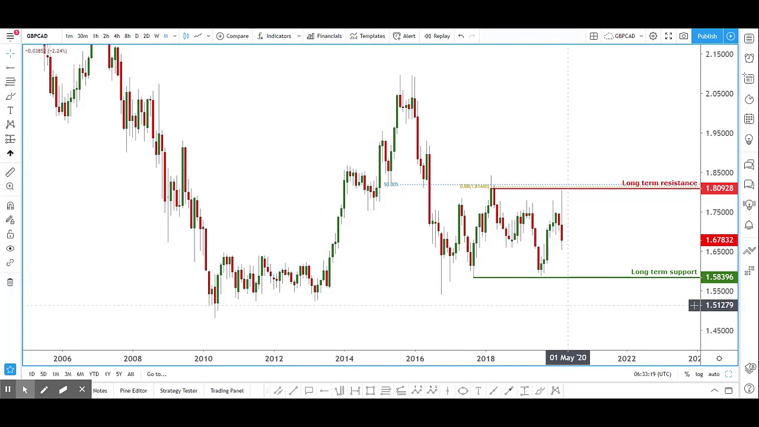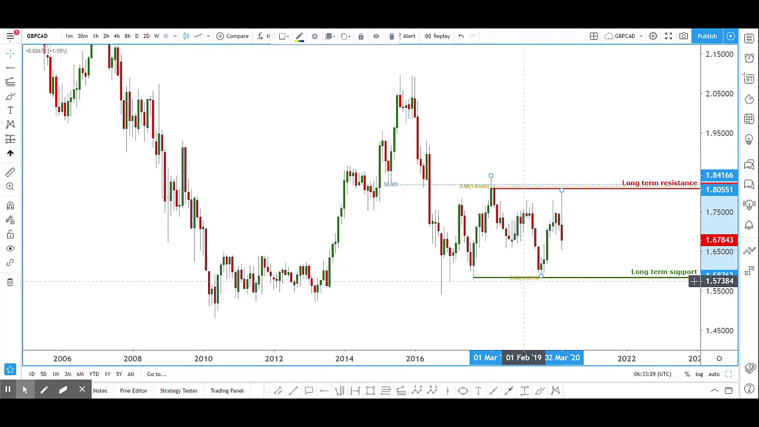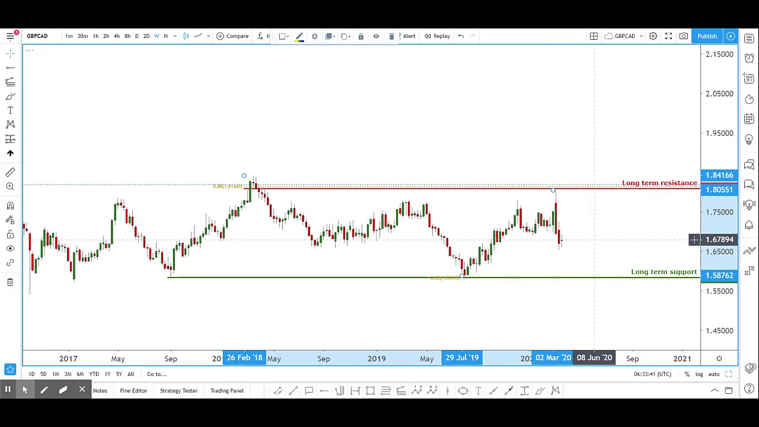Now we want to do the same also for long-term support. So I'll take an extension from the swing high here to the low and back to the spike here, and I see that again the 88% level falls in line with the long-term support level. Okay, so now that we've confirmed our long-term resistance and long-term support, let's go down to the lower time frame. We move on to the weekly.